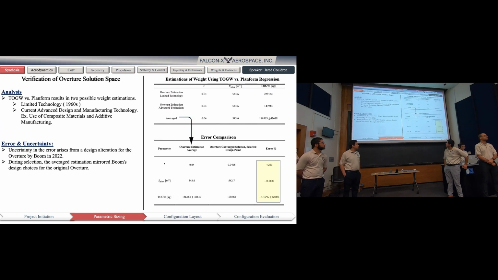Next. From those vehicles, we have a high technology and a low technology model, one having nothing, and we assume that the Overture wouldn't be at those maximums, so we average it and compare that to the values we got. The error on the right side in yellow is extremely low, but there is a value of uncertainty, and that's just due to the averaging. Next.